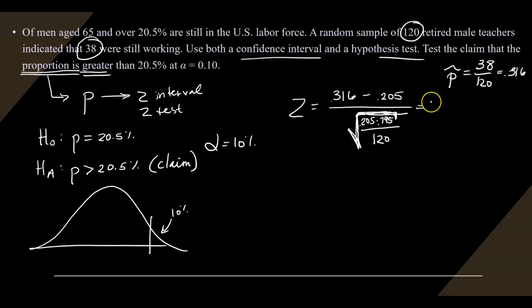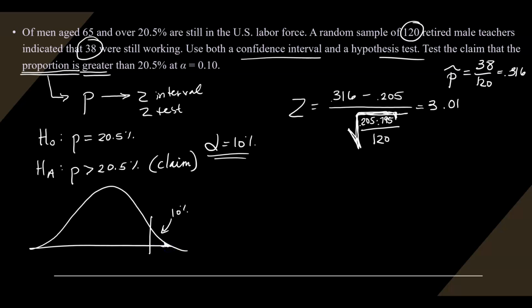All right, I'm ending up here with 3.011. So this is a pretty steep value, and especially since my alpha is 10%, this is pretty far out. So it seems that this proportion is greater.